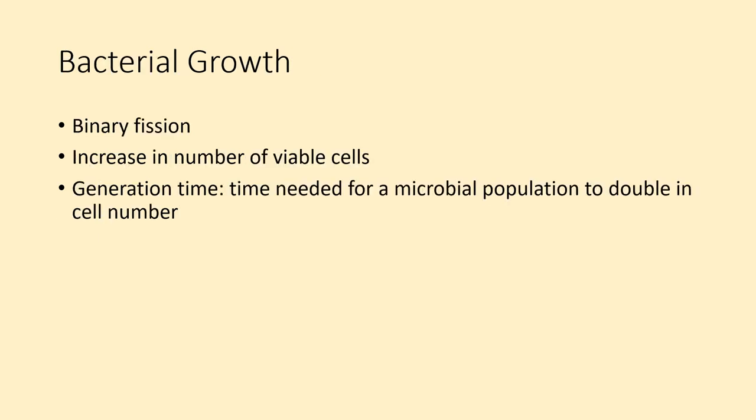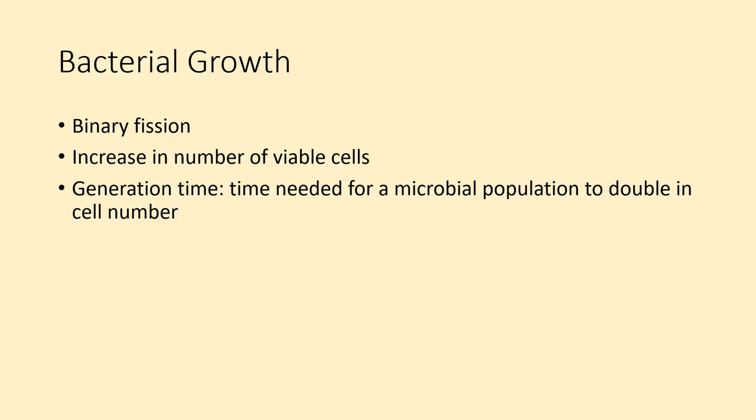Bacteria, remember, grow and reproduce by binary fission. When we talk about bacterial growth, we're talking about the increase in the number of viable cells. And along with that, we often calculate what is the generation time. The generation time is the time that's needed for that population of microorganisms that you have to double in cell number. So what is the time for it to go from, say, 100 cells to 200 cells, or 2,000 cells to 4,000 cells? You want to know what that time frame is. And that's going to vary depending on what species you're looking at.